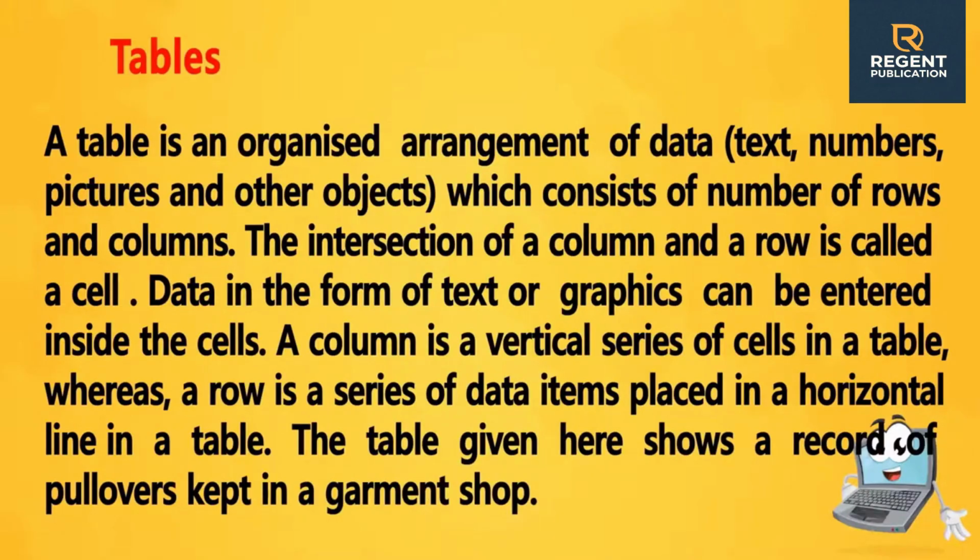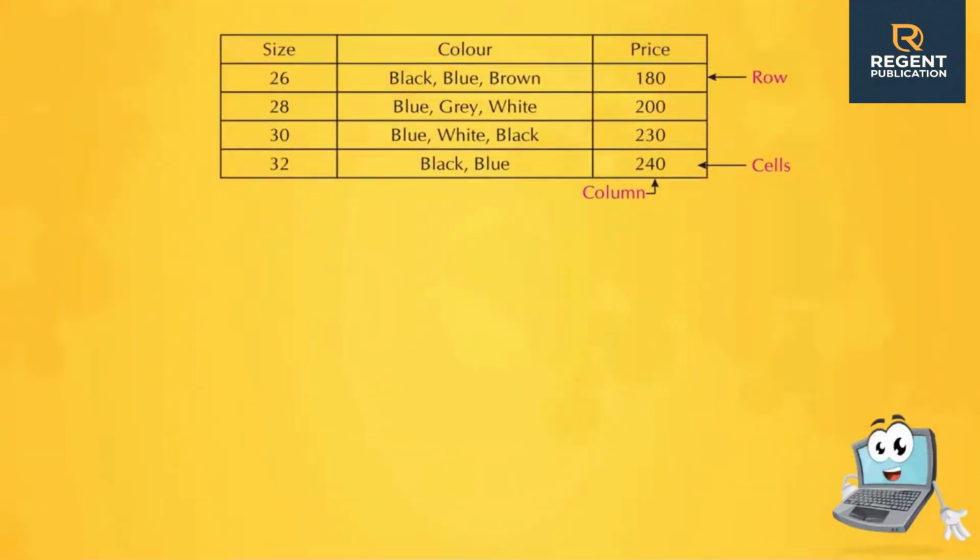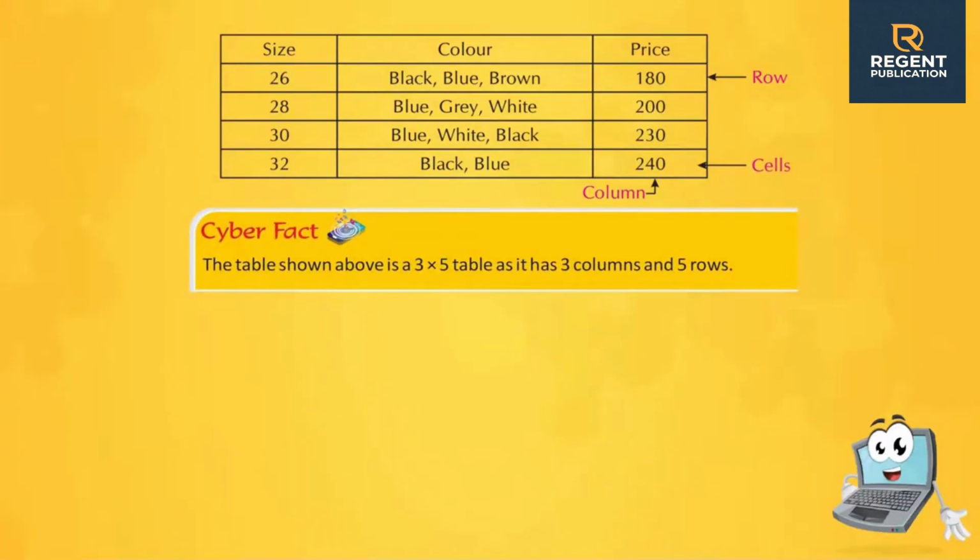The table given here shows a record of pullovers kept in a garment shop. Size, color, price. 26. Black, blue, brown, 180. 28. Blue, gray, white, 200. 30. Blue, white, black, 230. 32. Black, blue, 240. Cyber fact. The table shown above is a 3 by 5 table as it has 3 columns and 5 rows.